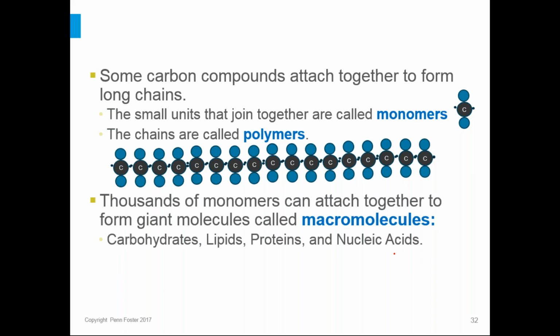So we're going to look at all 4 of them, but the idea is that all of them have little units called monomers, and they join together, lots and lots of them, thousands and thousands of them, into really big polymers, and they're so big that we call them macromolecules.